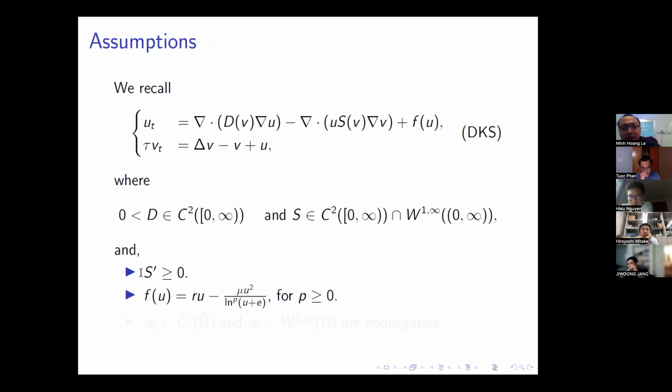Okay, however, we can replace that by a sub-logistic source. We can replace it by this term. And the initial data has the same condition: v0 belongs to W^{1,infinity}, and those are non-negative functions.